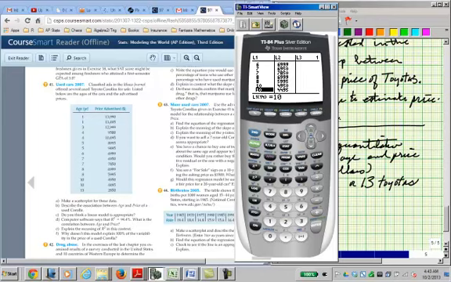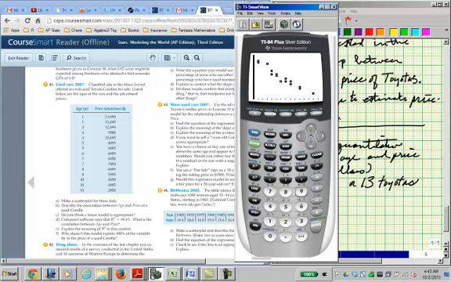Now I'm going to do second and y equals. I'm going to turn on scatter plot, which is this icon right here. If it's not turned on, I arrow down to it, hit it on. Now, I'm set to L1 and L3, and I want to do L1 and L2, so I'm going to do second and 2 and enter. Okay, then I'll do zoom and 9. Okay, now I have my association.